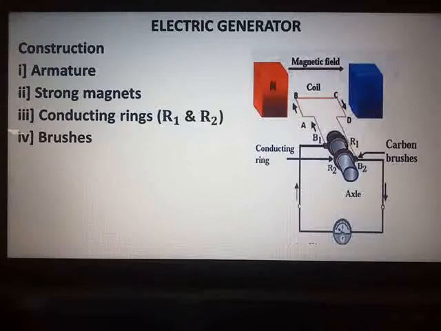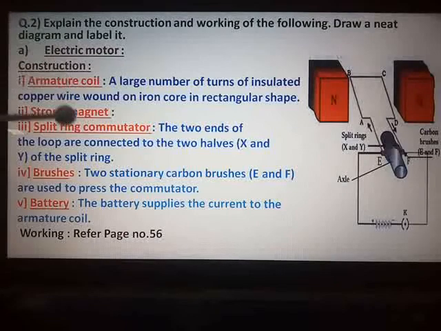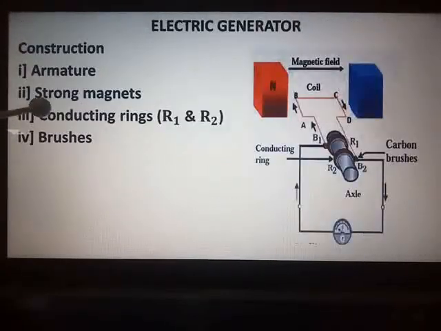And the next question is the construction and working of electric generator. Here again I have segregated the construction into 4 parts: armature, strong magnets, conducting rings and brushes. So about these 3, you can give the explanation from electric motor. Only the change is with the split ring. Here you cannot say split ring. Here you have to say conducting rings.